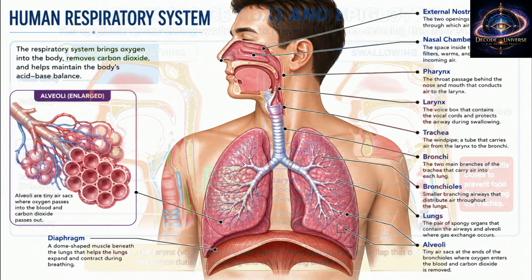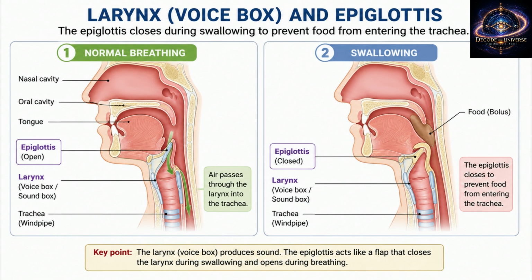RBC lifespan is about 120 days. Old RBCs are destroyed in the spleen. So the spleen is called the graveyard of RBCs. Real-life example. RBCs are like oxygen delivery trucks. Hemoglobin is the oxygen-carrying box inside the truck.